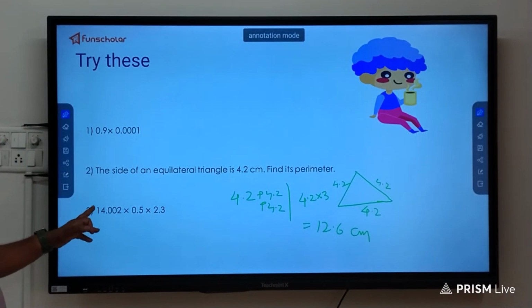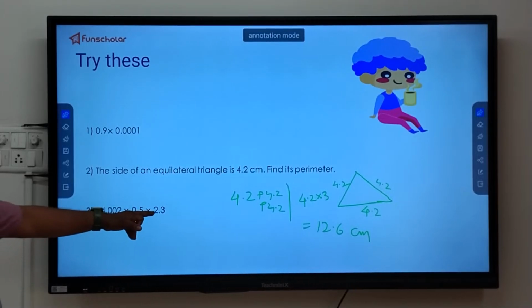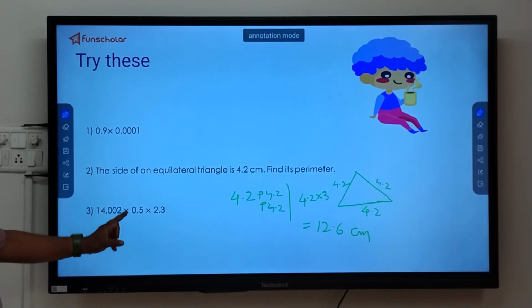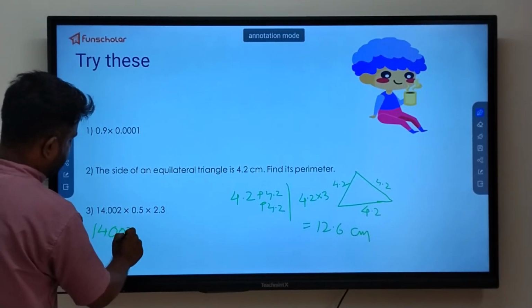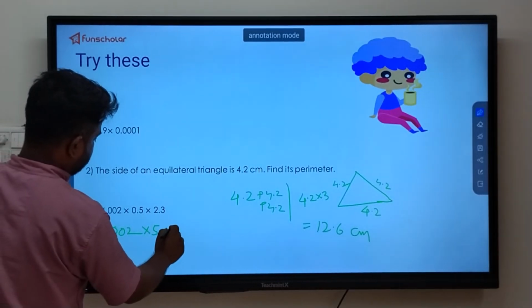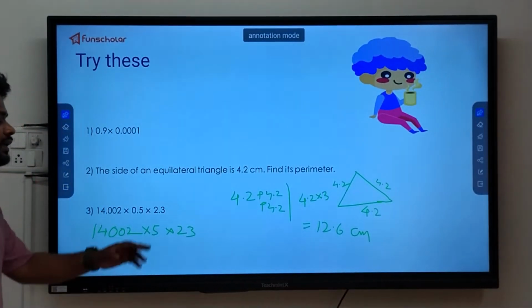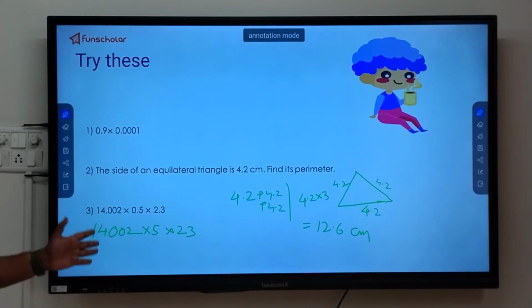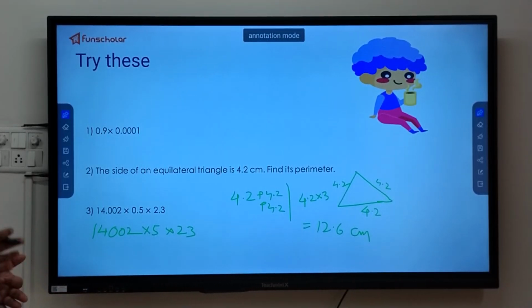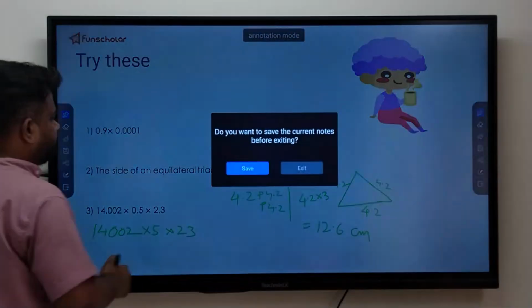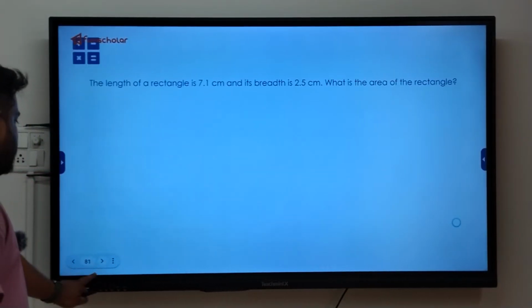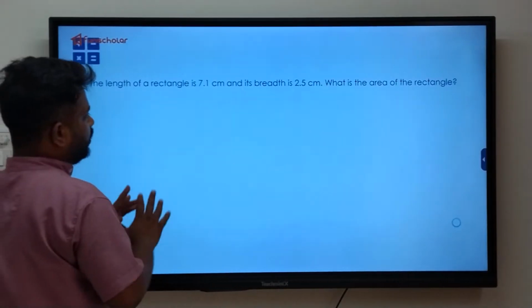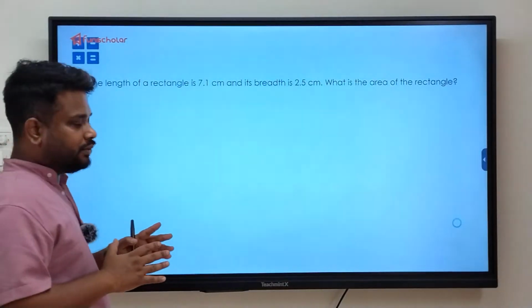You just have to multiply these two numbers, and then add it with the other number. I have already written it, so just multiply this and place the point in the right place. The next one. Answers are given, but don't watch the answers. Try to do it on your own.